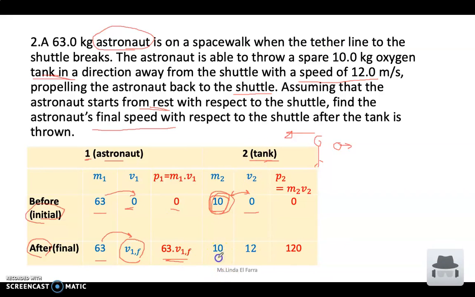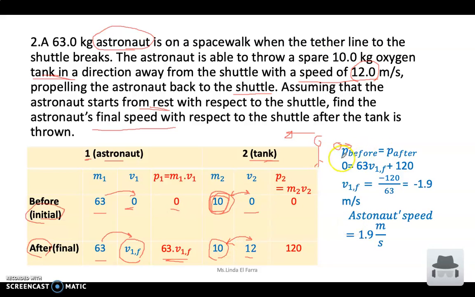Its mass doesn't change, 10. Now, its velocity: it moves with velocity, what? 12 meters per second. Momentum will be mass times velocity. So what I'm going to do again, I will write the conservation of momentum. P before equals P after. I'm going to add all the ones in the initial one in red. What I have in red, I have 0, plus 0, so it will give you 0.